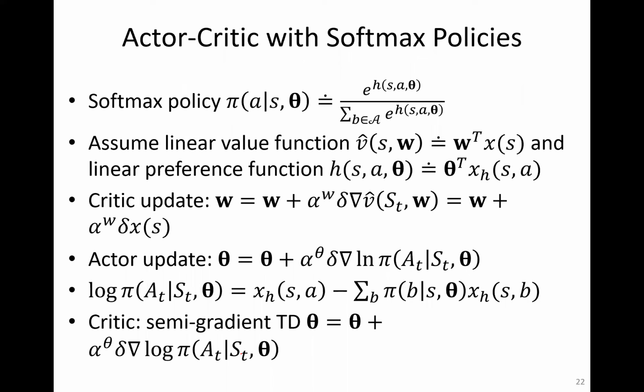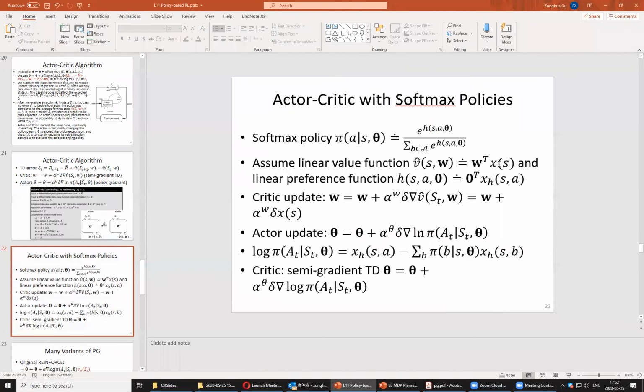So suppose you have a softmax policy. This is the softmax policy with a linear preference function. So the h here is a linear function. Here I think x is also a vector, so it should be a vector.